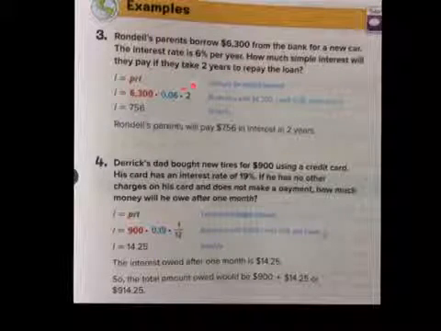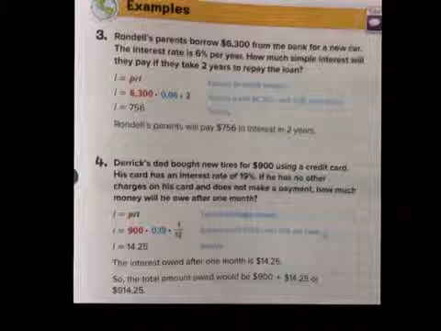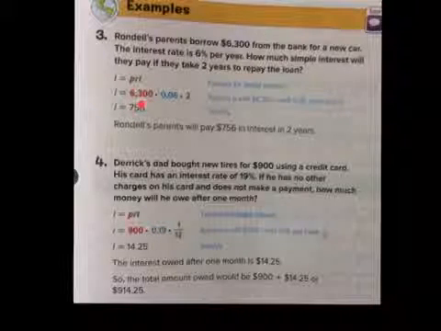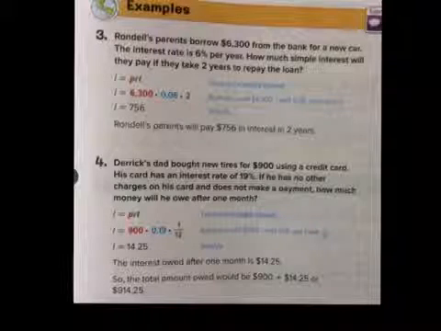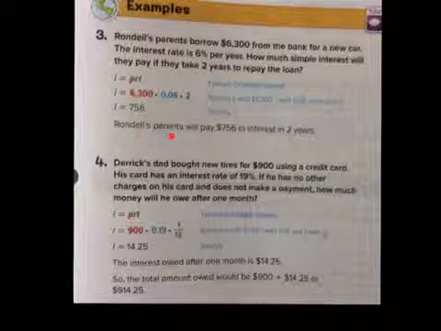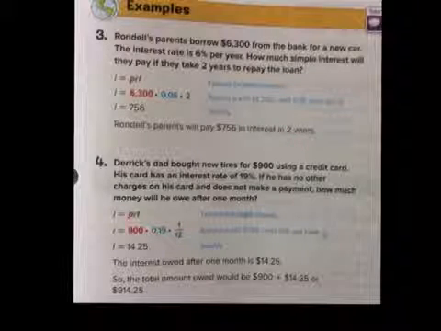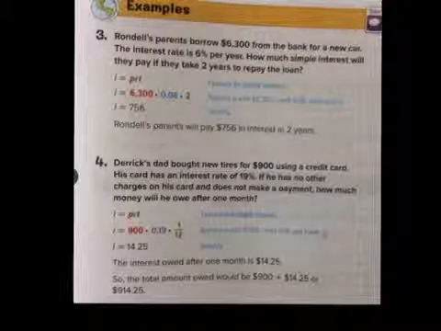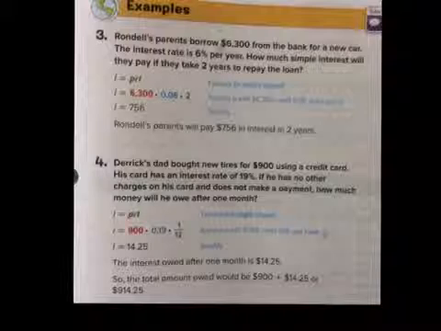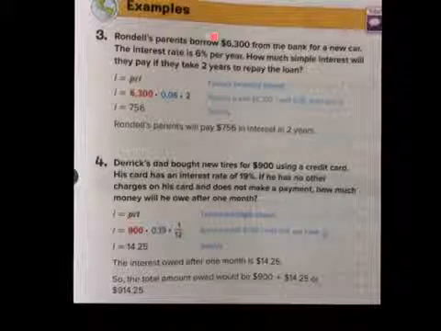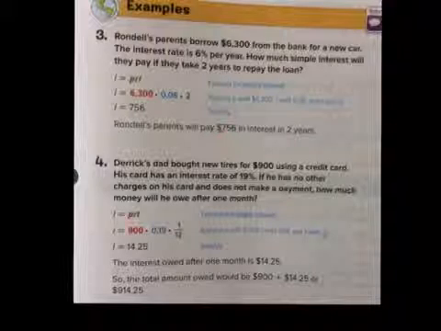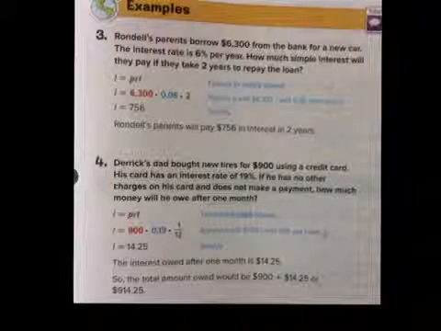Now it's 2 years, you see that? So we have our principal is 6,300, and our rate is 6%, times 2 years. You're going to have 756. So Rondell's parents will pay $756 in 2 years of only interest. Okay, this is in addition to the money they borrowed. Don't forget that. So they're actually going to end up paying $7,056. Borrowing money is not a good thing.